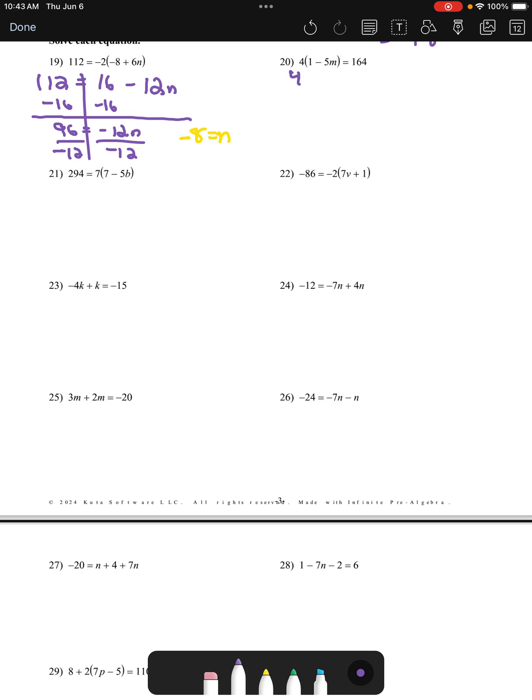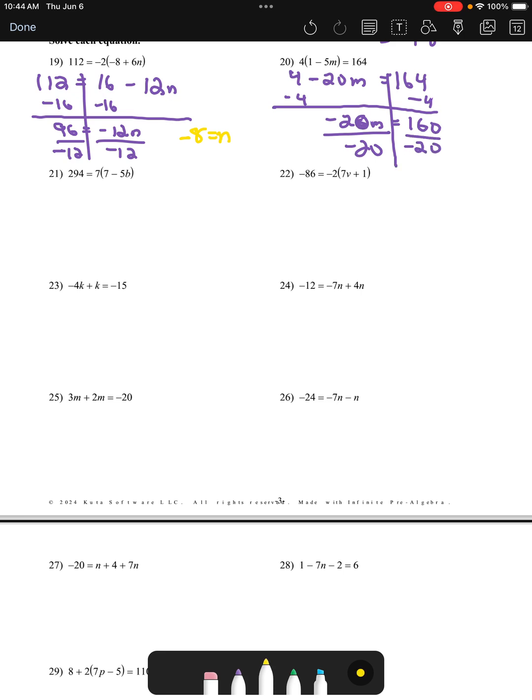In number 20, distribute. 4 times 1 is 4. 4 times -5m is -20m. And that equals 164. Two-step equation now, so we can subtract 4 from both sides. It's a positive number, so we need to subtract it to get it to move. That gives us -20m is equal to 160.